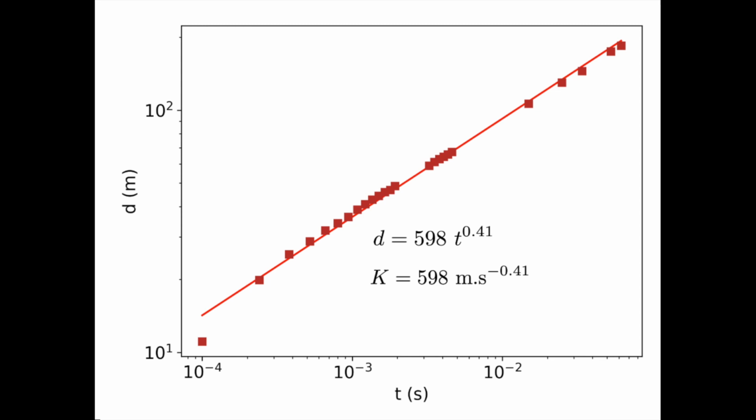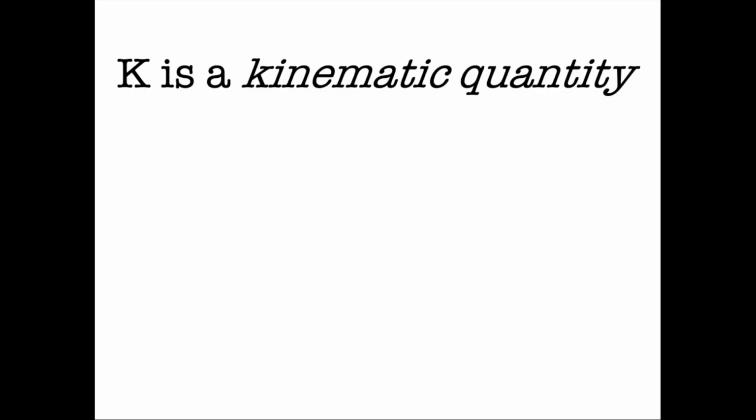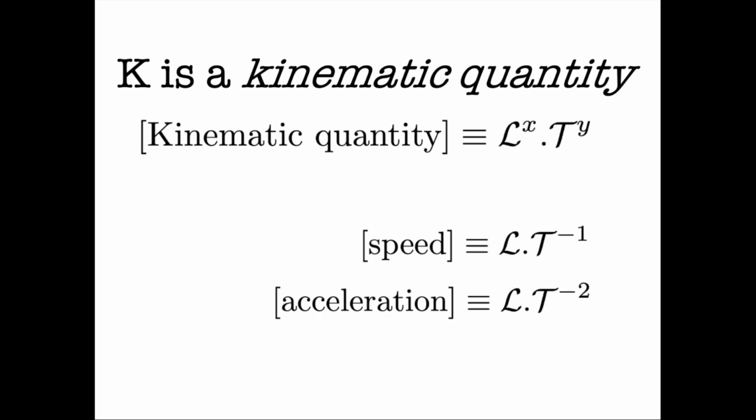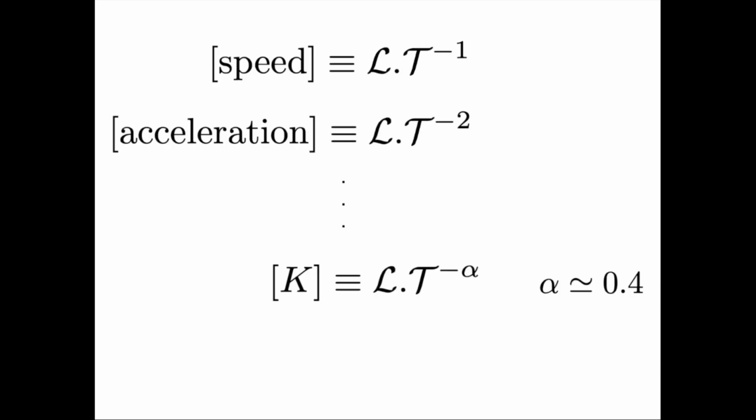We say that k is a kinematic quantity, depending solely on space and time. There are a few well-known kinematic quantities mixing space and time. The most well-known is speed, which has the dimension of length over time. So the dimension of speed is L t minus 1. Another well-known case is acceleration with dimension L t minus 2. And there are others, like diffusivity. For the speed, alpha is equal to 1. For the acceleration, alpha is equal to 2. Here, we have alpha close to 0.4. What to make of that?